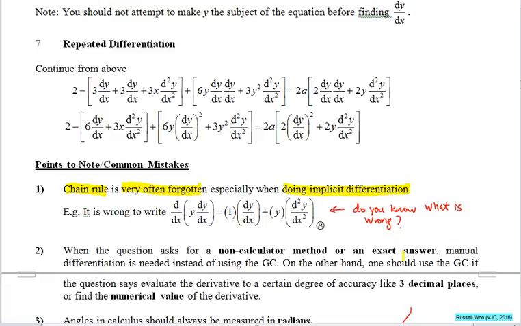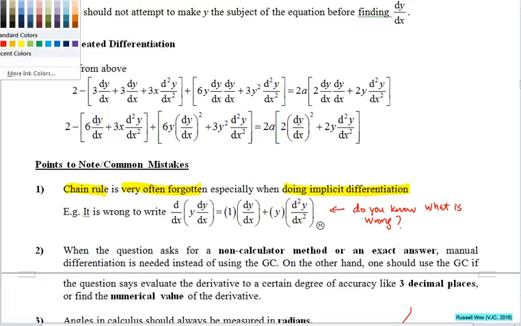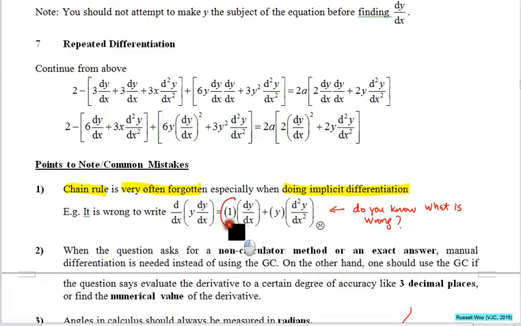Would you have done the same thing? The y, which y? There are many y's. Which one is the problem? The 1, yes. This is the problem. Because when you differentiate y, you do not get 1. You differentiate x, you get 1. Because you're differentiating with respect to x. So when you differentiate y with respect to x, you do not get 1. You get dy/dx.